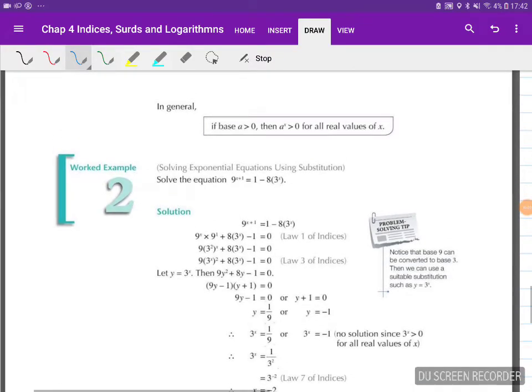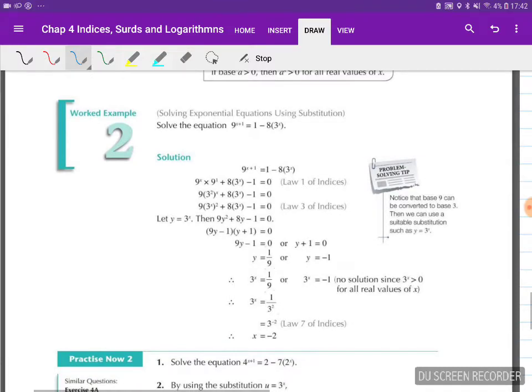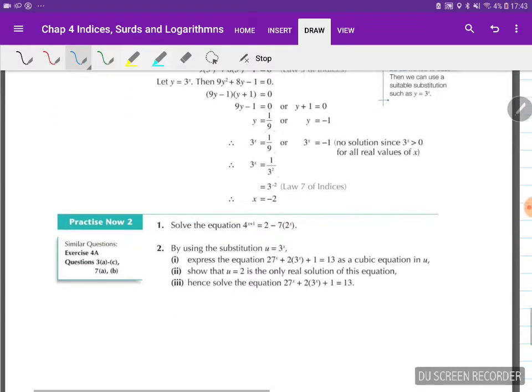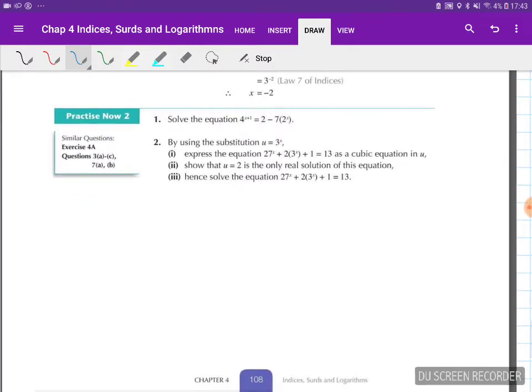Okay, now we shall look at the next kind of exponential equations that we are going to solve. Is this in example 2? Okay, solving exponential equation using substitution. We're going to learn how to solve exponential equation using substitution. This is not covered in the previous level, it's something that is learned at the next level. You can study the worked example 2. If not, you can look at practice now 2, which I'm going to show you.